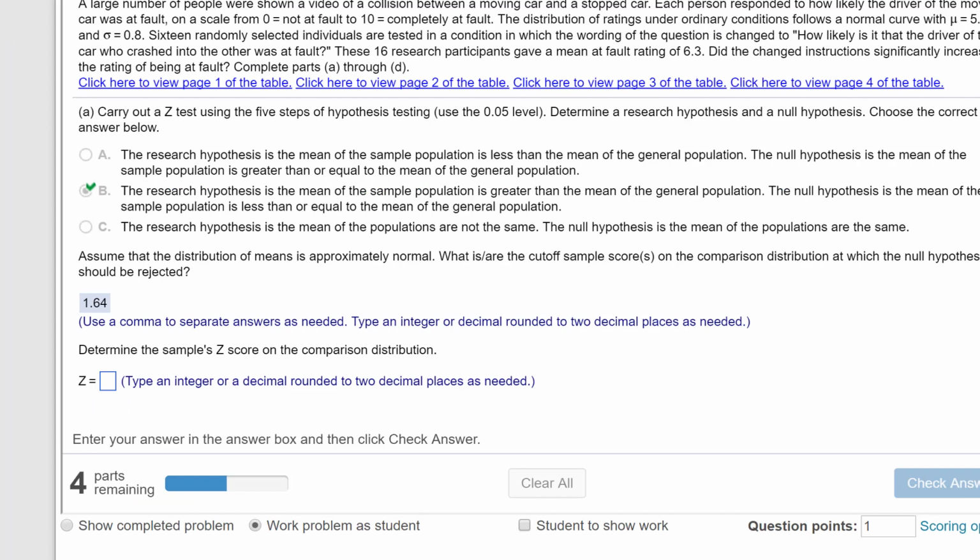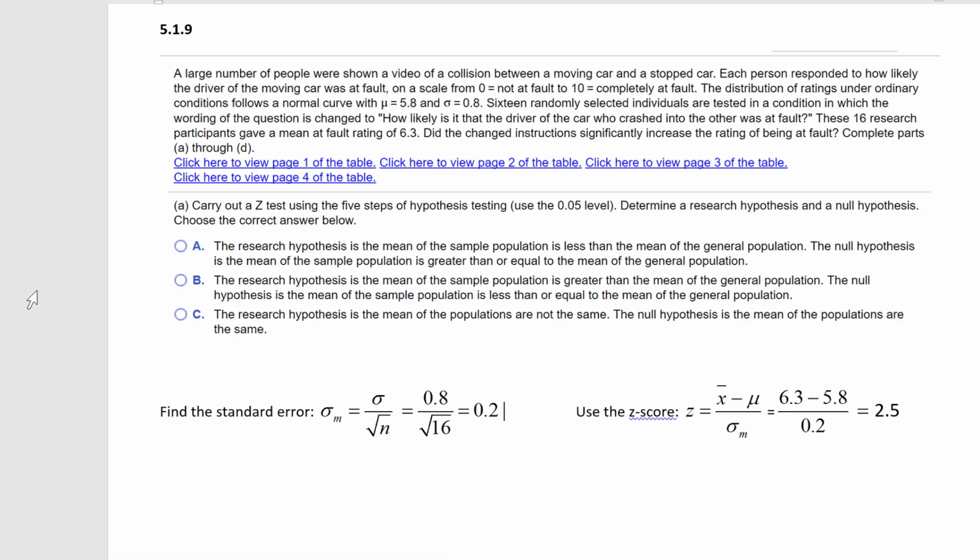Determine the sample's z-score on the comparison distribution. A couple different ways to do this. We can do it by hand, the way the book showed you. You find the standard error. The standard error is notated by sigma sub m, and it's just the standard deviation divided by the square root of n. So we take the standard deviation of 0.8 divided by the square root of 16, and we get 0.2. So that is the standard error.